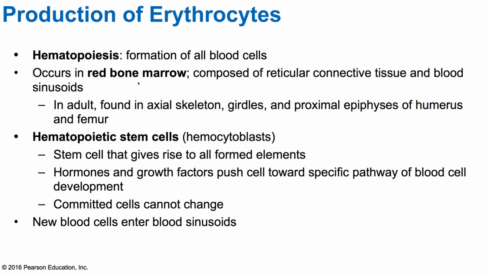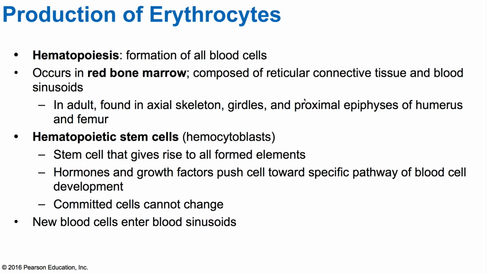Moving on to the production of red blood cells, or production of erythrocytes, the term for blood production is hematopoiesis. Not just red blood cells, but for all of the formed elements is hematopoiesis. So when you look at this term here, hemat means blood, poiesis means formation or creating, so creating blood. This occurs in the red bone marrow, and it's within the red bone marrow that we find reticular connective tissue that's lined with these wide blood sinusoids. And these are capillaries essentially.